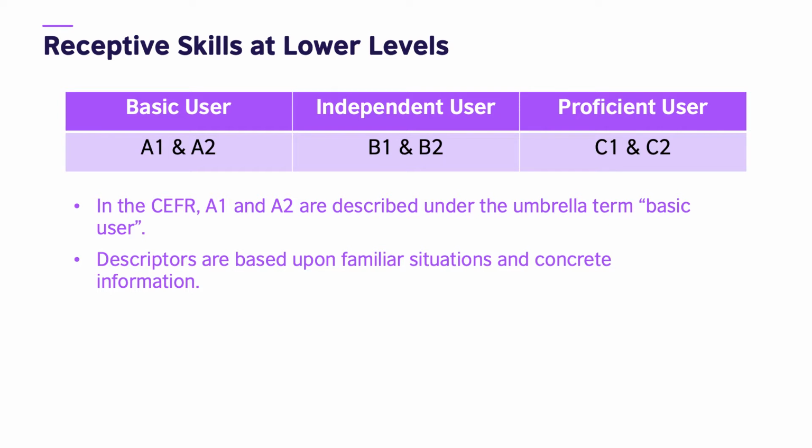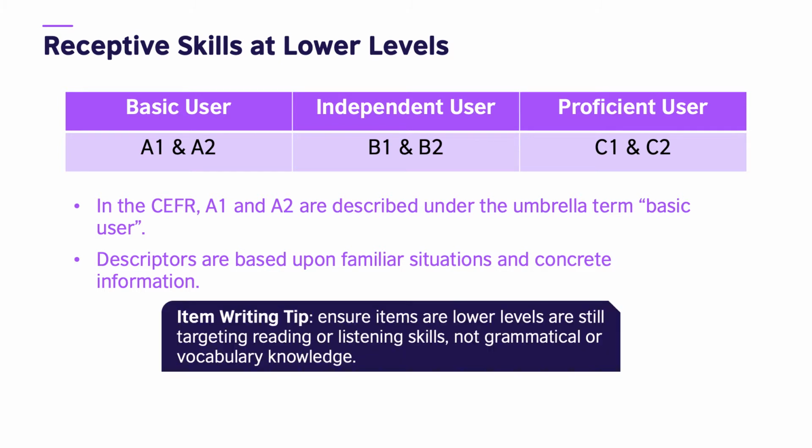Descriptors typically emphasize familiar situations, concrete information, and high-frequency vocabulary. However, this does not mean that A1 and A2 items are simple to produce. In particular, it is important to retain the appropriate reading or listening subskills. This means that questions should not become grammar or vocabulary items. In an MCQ gap fill exercise, for instance, the test taker still needs to either read or listen to the text in order to obtain the answer. You should never be able to obtain the key through linguistic knowledge alone.